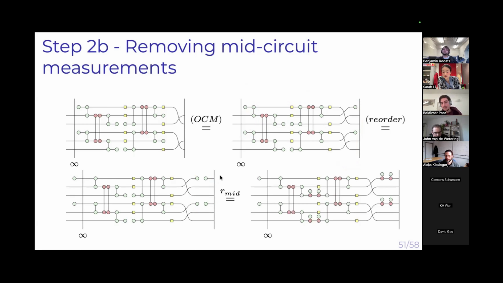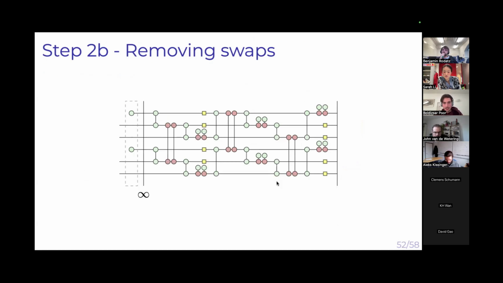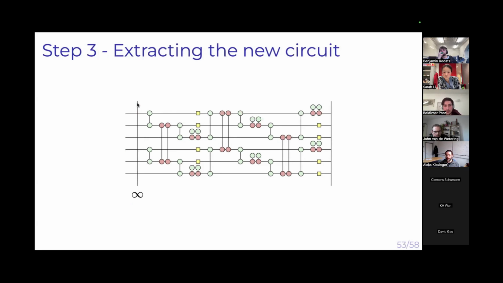There is another distance-preserving rewrite that you can use to obtain something without any interruption in the data qubits. And then after removing the swaps, you end up with this diagram. This is now the 6-qubit circuit representing the 422 code. And then you just forget about these initializations of these qubits. But this is fine.